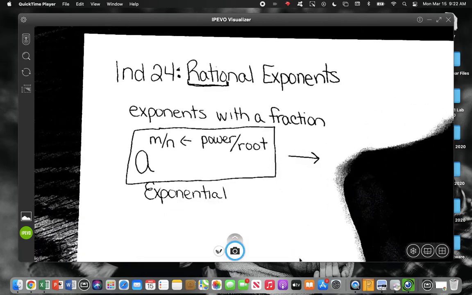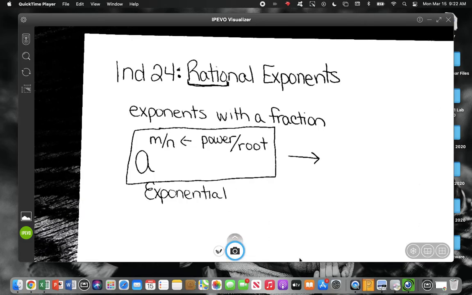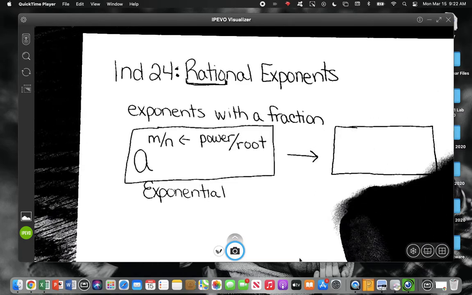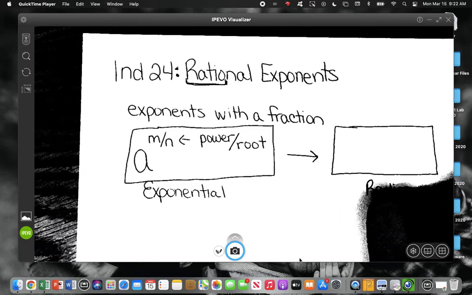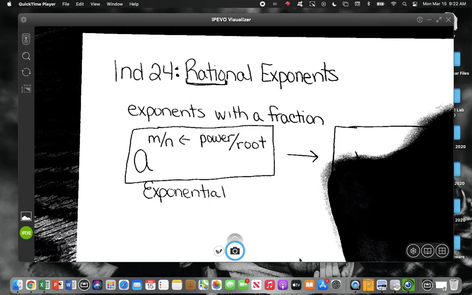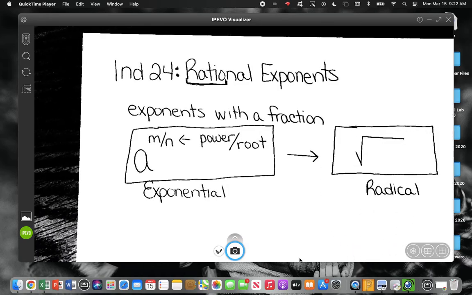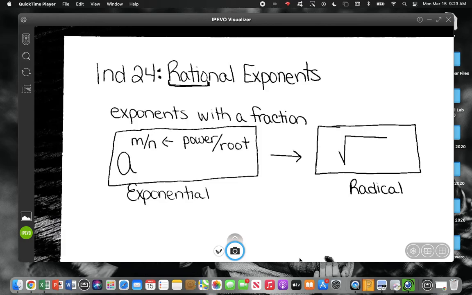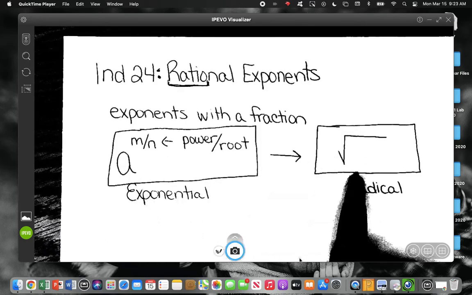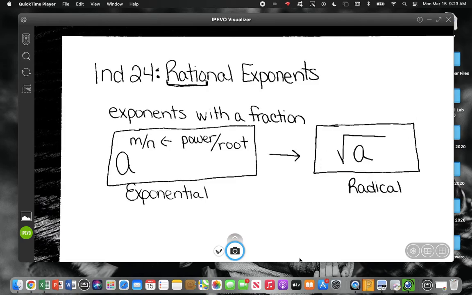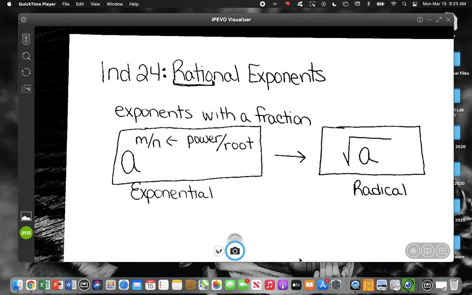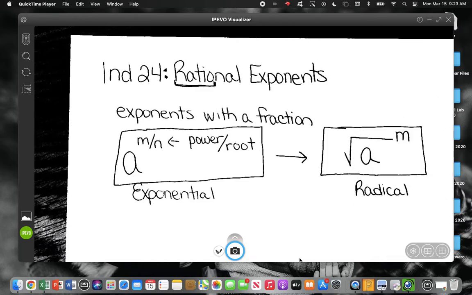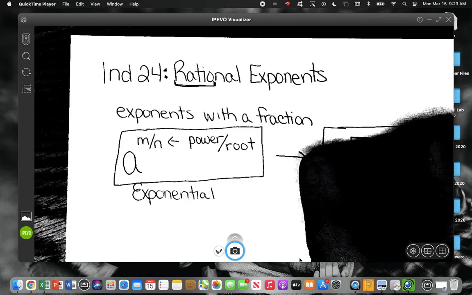Now, sometimes whenever you see the word root, not all roots are square roots. We actually can change it to radical form. And a radical is just that symbol. So whatever the base is, so in this case the base is A, the base is actually going to go inside of the radical, and then the power will stay in its spot, and then whatever this root is, it actually goes there.